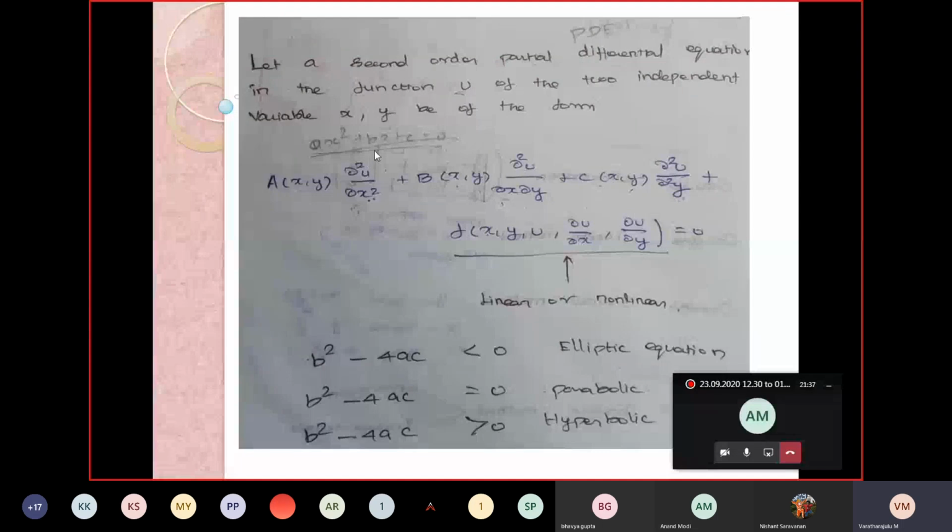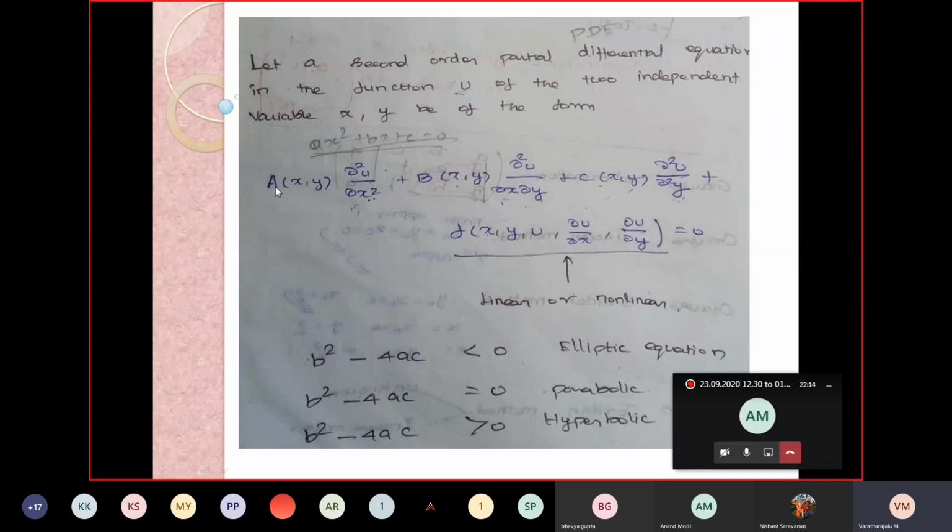This partial differential equation may be linear or non-linear, depending on the functions given in the problem. The term associated with ∂²u/∂x² is termed as A, the term associated with ∂²u/∂x∂y is termed as B, and the term associated with ∂²u/∂y² is termed as C.